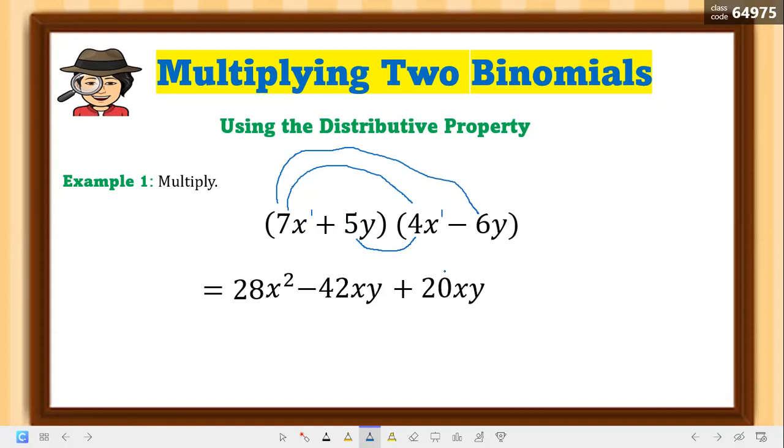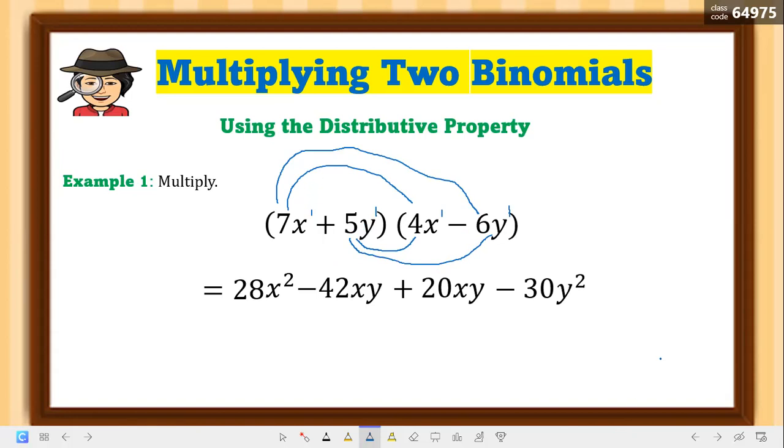What are you going to do next? 5y times negative y. Okay, very good. And what's the product of 5 and 5y and negative 6y? Negative 30y. Okay, very good. Negative 30. And then, what do we do with y? Mayroong 1 dito, remember? Add the exponent. Yes. Copy the base, then add yung exponents natin.